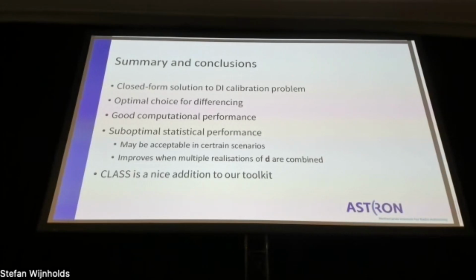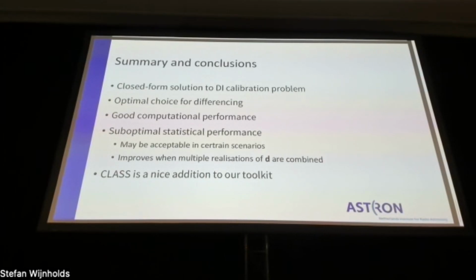So that brings me to the summary and conclusions. We have found a closed form solution for the direction independent calibration problem. So if there is no noise, this gives you the perfect solution. We've also found an optimal choice for the differencing matrix. It has quite nice computational performance, but suboptimal statistical performance. That can be remedied by running the algorithm multiple times with different realizations of D, but that obviously throws away the computational advantage.